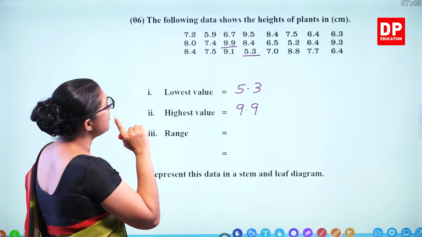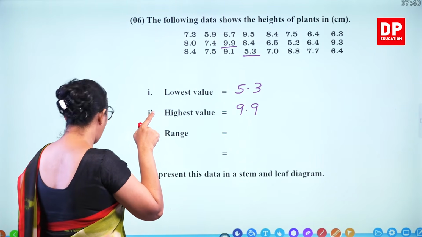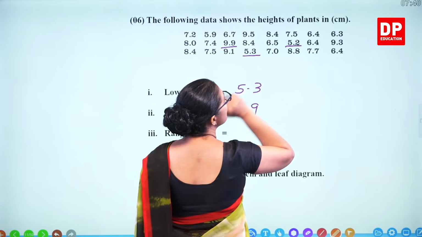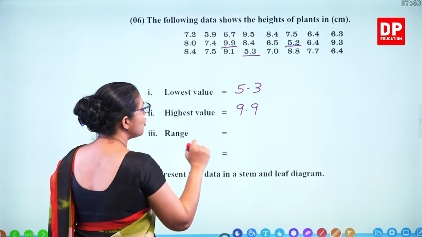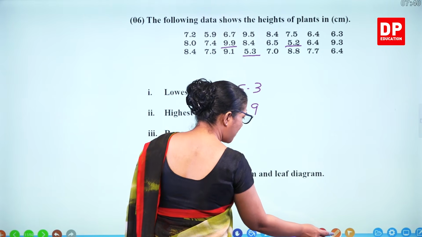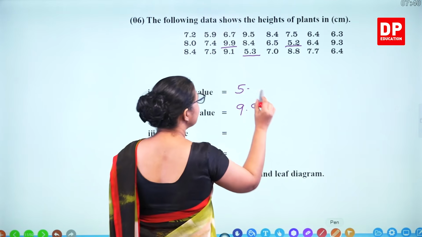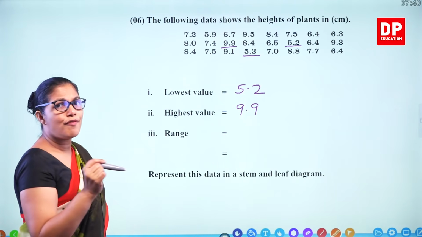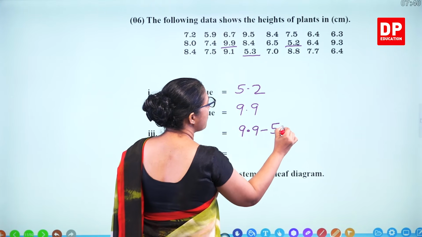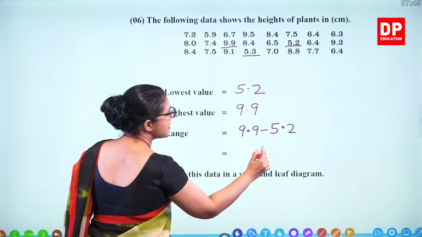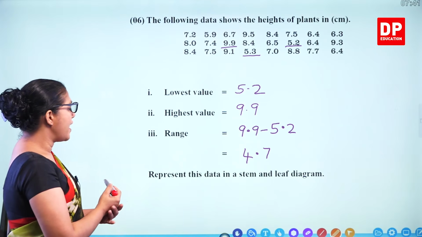Look carefully and see whether 5.3 is the lowest. 5.2, I can see. So 5.2 is the lowest, not 5.3. So I'll write down 5.2 there. So now find the range. Take the difference, 9.9 minus 5.2. So what's the difference? 4.7 is the range value.